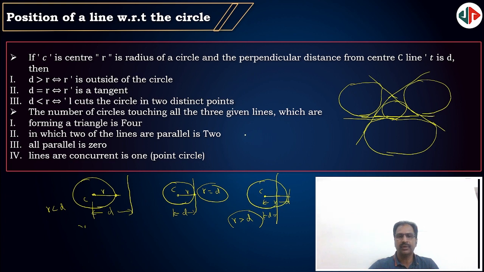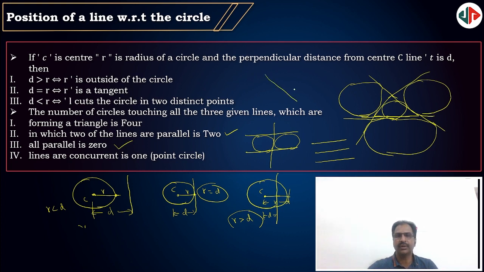Suppose out of the three lines, two lines are parallel like this. These are the three lines out of which two are parallel. How many circles can be drawn by touching all the three lines? Only 2. These are the only 2 circles that are possible. If two lines are parallel out of 3, the number of circles which can be drawn by touching all the three lines is 2. Suppose all the three lines are parallel like this, you cannot draw a circle by touching all the three lines. So in that case, it is 0. 0 circles can be drawn if all the lines are parallel.